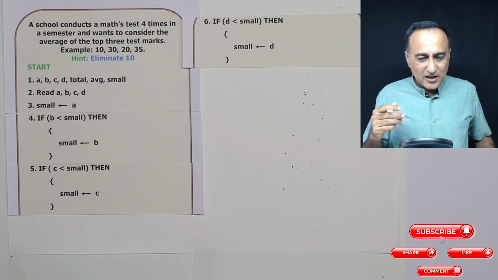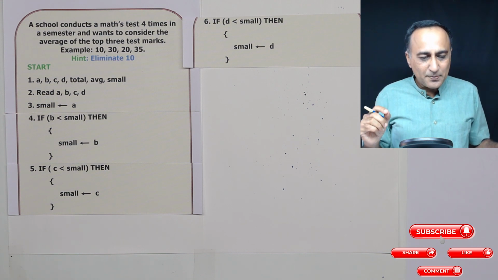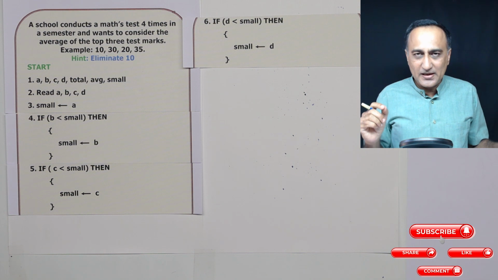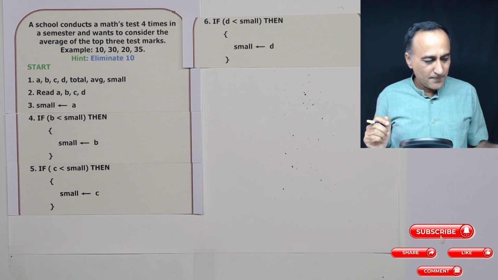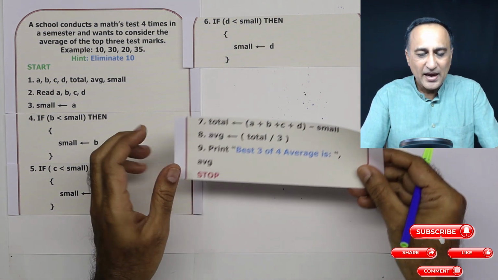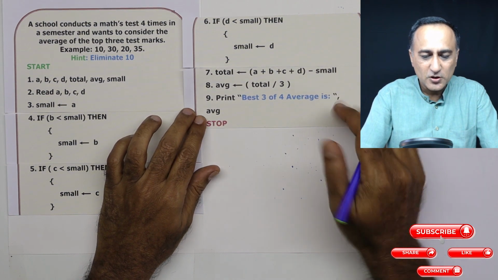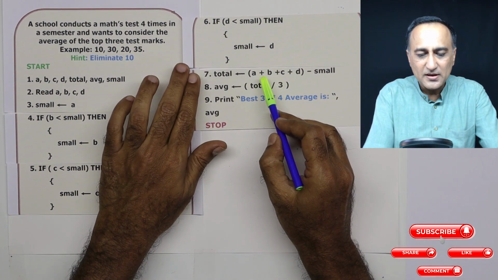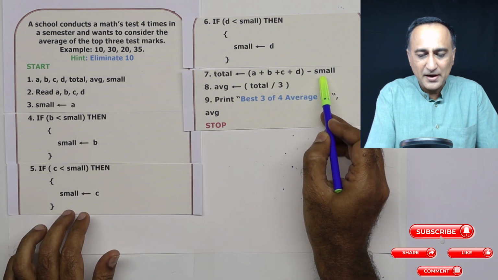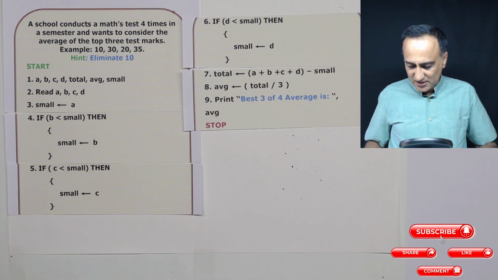Now it is easy. Next step I am going to say total is a plus b plus c plus d minus small. And then I am going to say average is total upon 3, and then print the average of those 3. So this is how that logic looks. Total is a plus b plus c plus d minus small. Average is total upon 3, and then you're going to get the result.